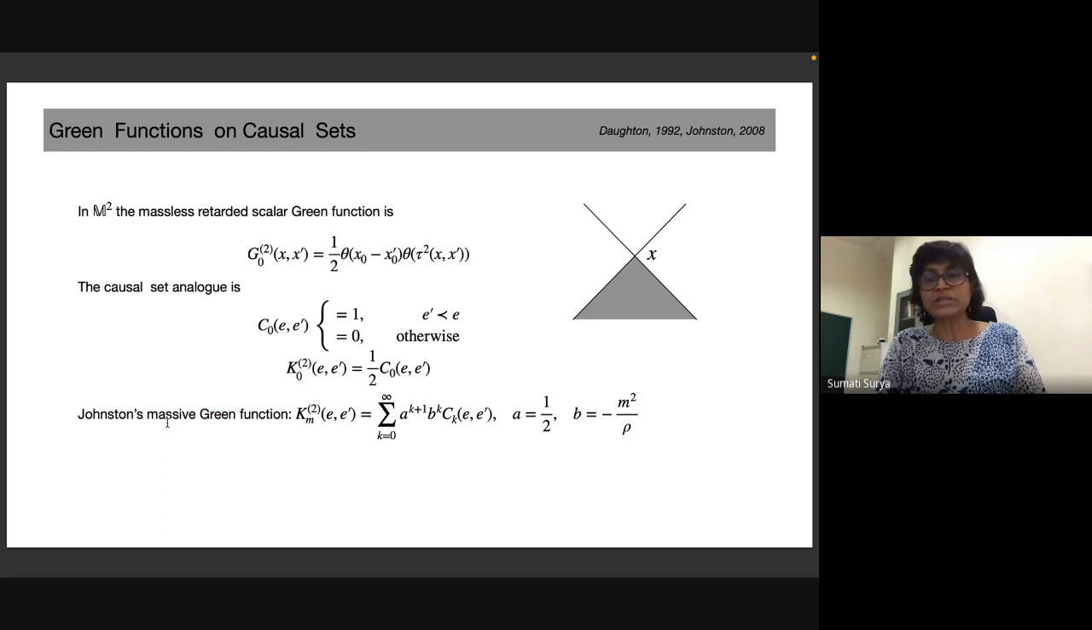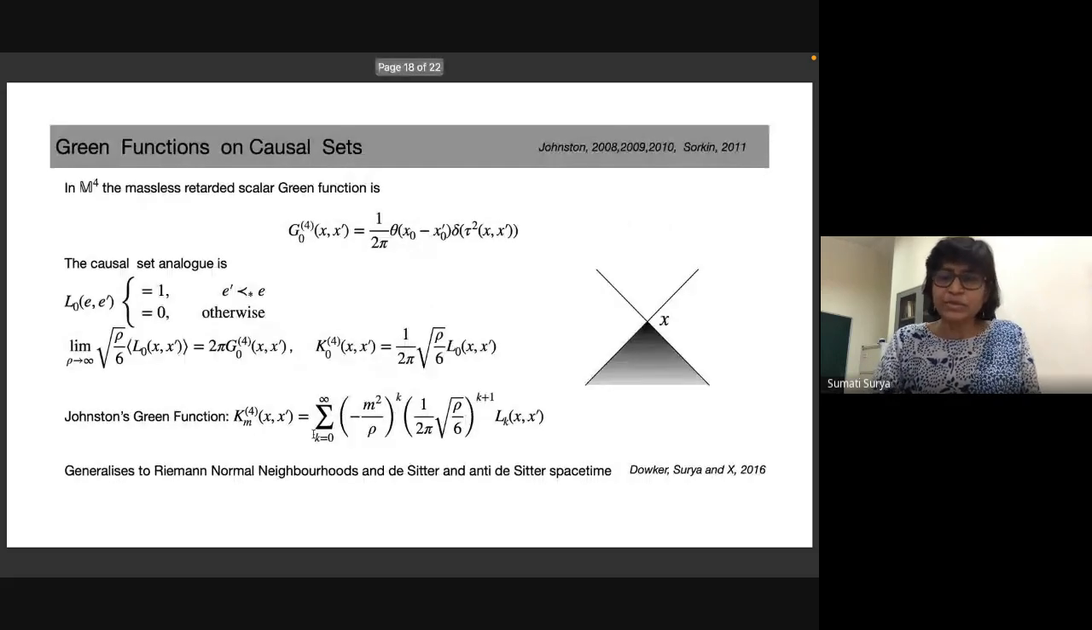And this was fantastic work that Steve Johnston did in his PhD thesis. He unfortunately left the field, but he did some very nice work on constructing Green functions and scalar quantum fields on causal sets, and generalized to the massive case by using a discrete convolution. In four dimensions as well, you can define it, but now you need to approximate the delta function that you have along the light cone. And that you do by looking at the set of nearest neighbors that you have to x.